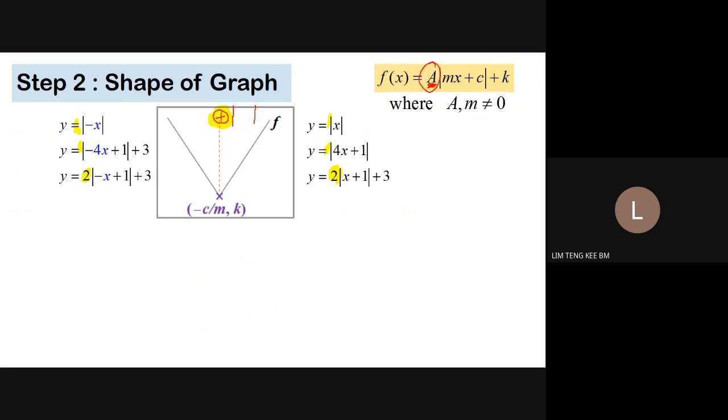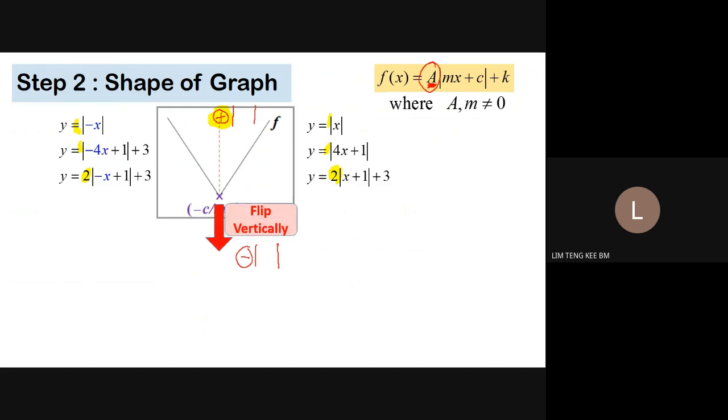Then next, I have another alternative shape for this type of function, where just now we had the case of positive modulus. Now, what if I refer to the negative case of the modulus? So I will have this graph here flipped vertically.